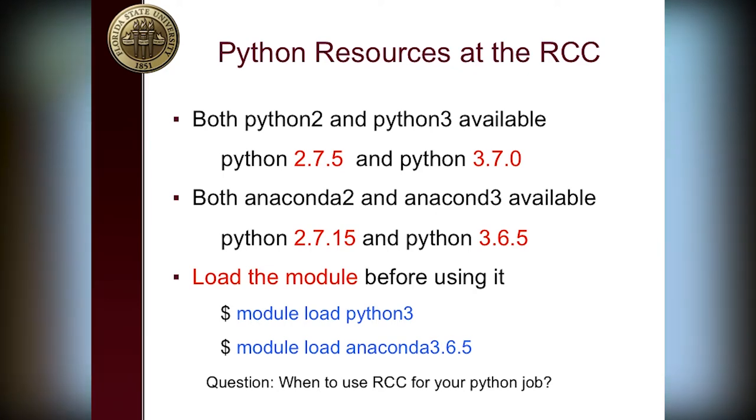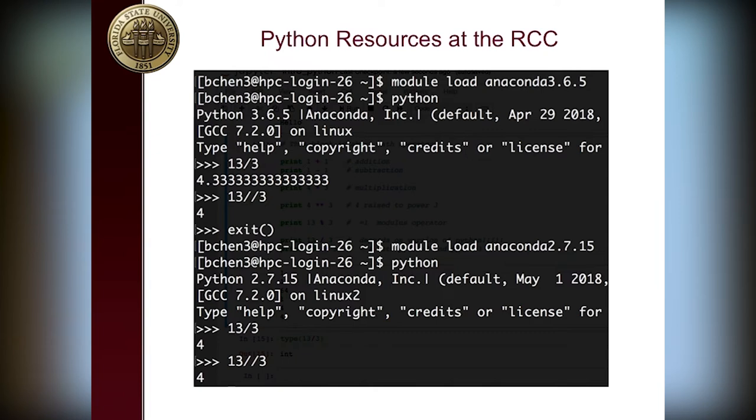So here I show a few points. If I want to use Python Anaconda 3, I do a module load Anaconda 3. If I want to use Anaconda 2, I do a module load Python 2. After that, I see the prompt for Python. You see Python 3.6, Python 2.7.